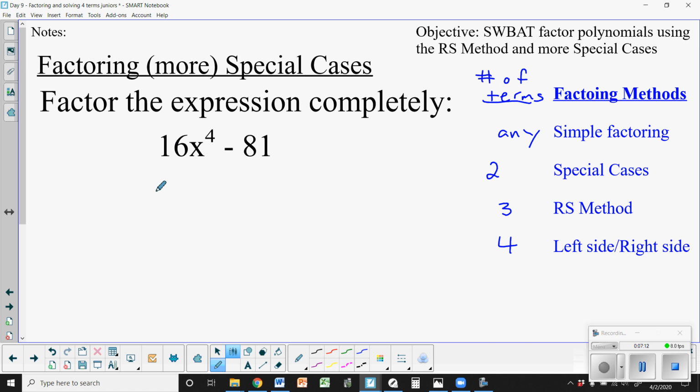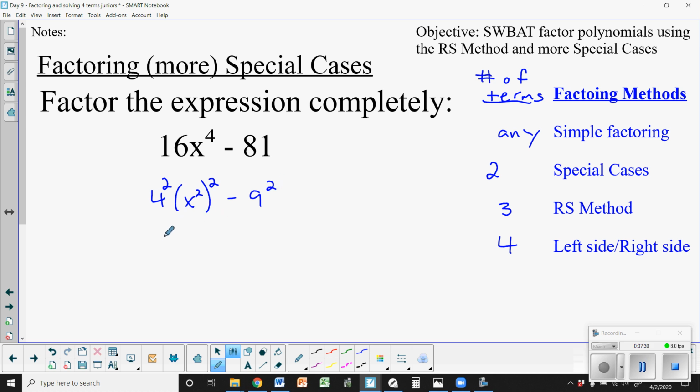So 16 is the same as 4 squared. And x to the fourth we can also write as a square. That's going to be x squared, squared. I know that's pretty mind-blowing. And then 81, so we'll put a minus sign here, and 81 we know is the same as 9 times 9, or 9 squared.